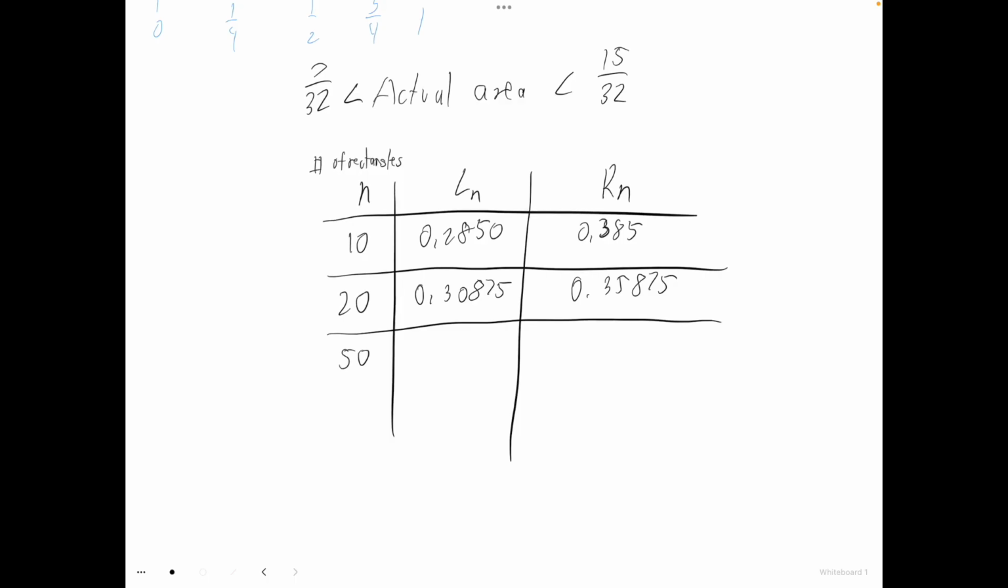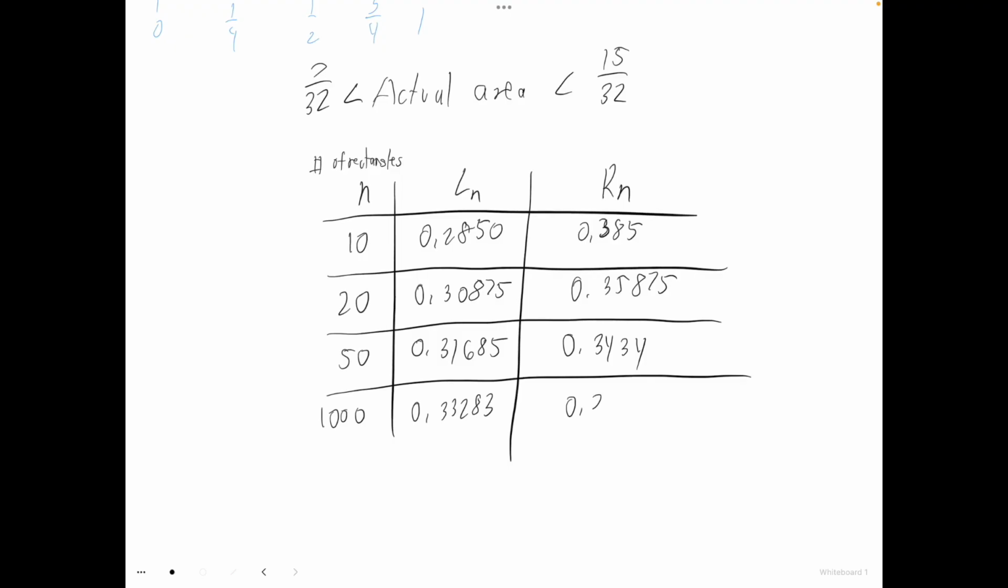If we use 50 rectangles, we get 0.31685 for the left-hand side, and 0.3434 for the right-hand side. And if we use 1,000 rectangles, we get 0.33283 for the left-hand side, and 0.33383 from the right-hand side.